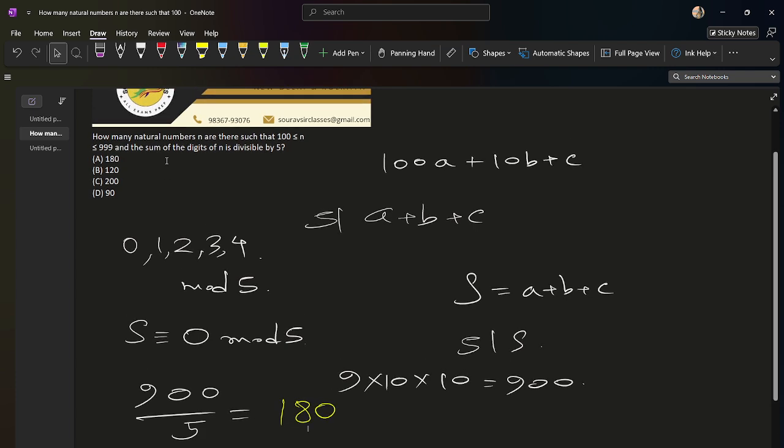So the final answer is 180. How many natural numbers n are there such that 100 ≤ n ≤ 999 and the sum of the digits of n is divisible by 5? Our answer will be 180.